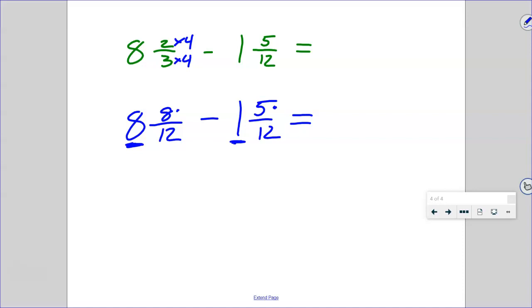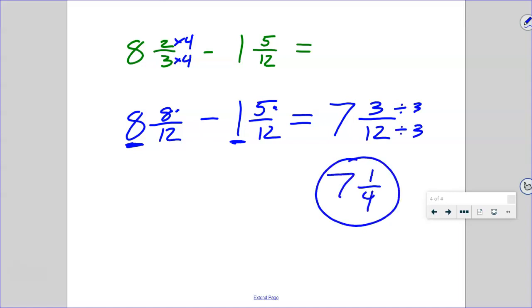8 take away 1 is 7. 8/12 take away 5/12 is 3/12. And if you want to simplify this, divide by 3, divide by 3, 7 and 3/12 is the same thing as 7 and 1/4.